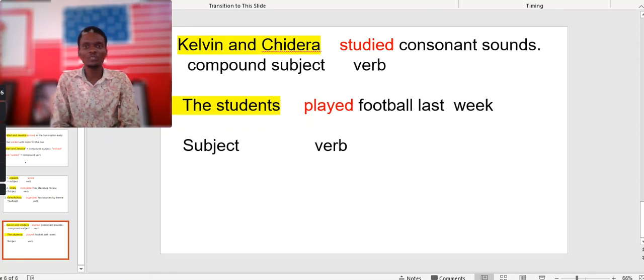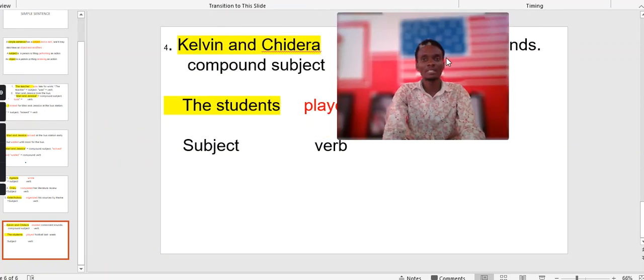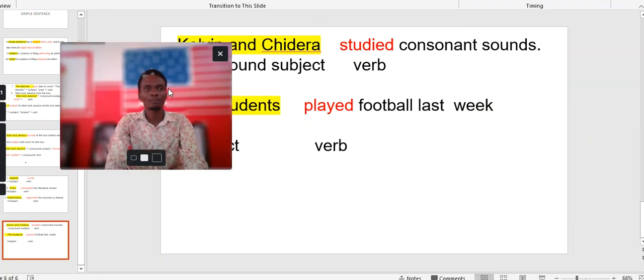The student played football last week. The student, your subject, while played is your verb. So a simple sentence has a subject and a verb.